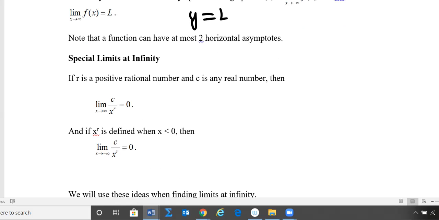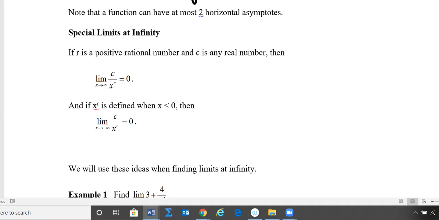Okay, now we're going to use this idea here. We have a function that's in this form, c over x to the r, where c is any real number and r is a positive rational number. This limit will automatically be 0. We're not going to prove that, but we're going to take it as fact.